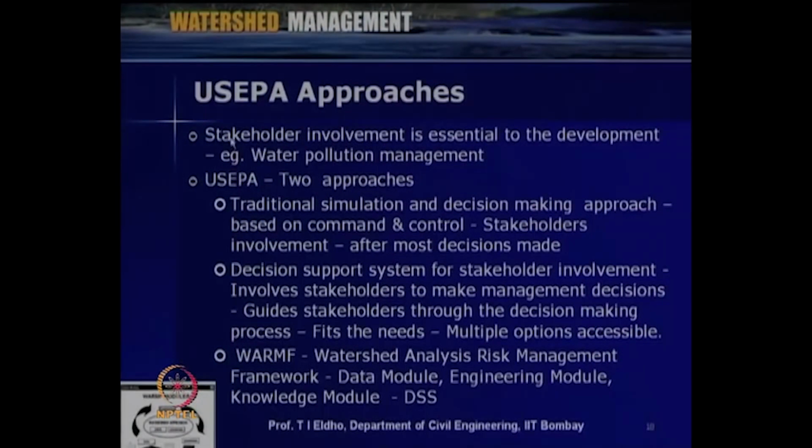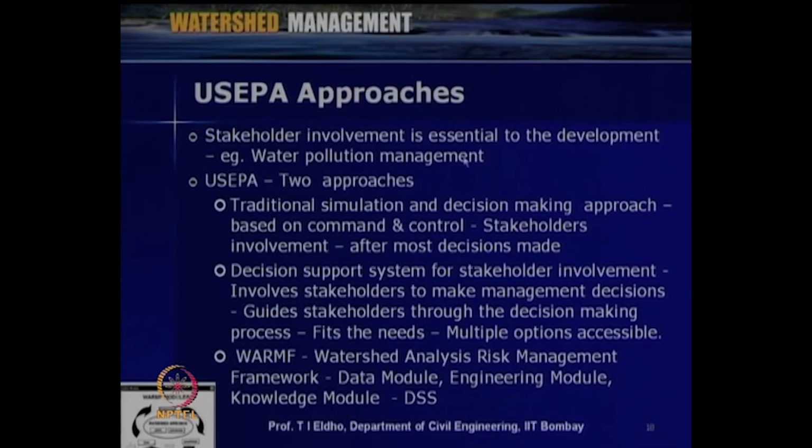It can be for watershed management, it can be to sort out water pollution problems or groundwater pollution remediation, etc. So, some of the US EPA approaches are listed here. As per the US EPA, stakeholder involvement is very essential to the development of the watershed or the pollution abatement, etc. So, generally the United States Environment Protection Agency uses two types of approaches.